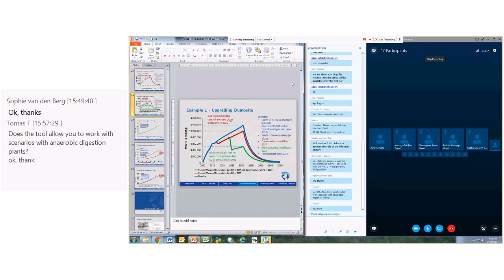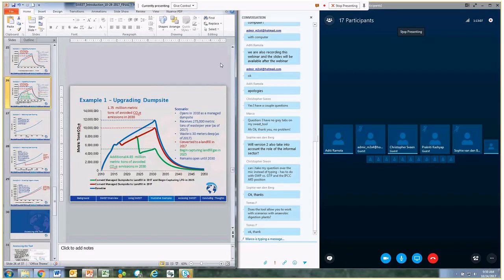Looks like Marco is typing. While Marco is typing, how can private individuals or private companies get involved in the further development of these types of tools, if that's of interest or not?